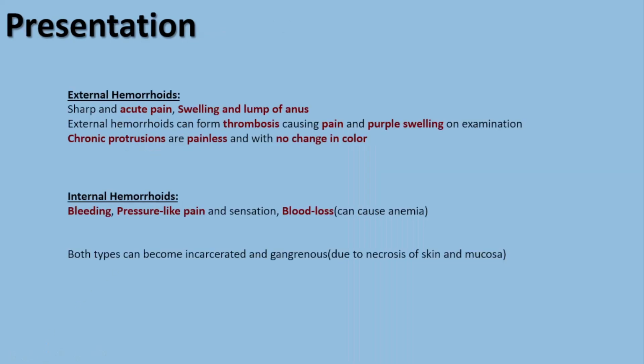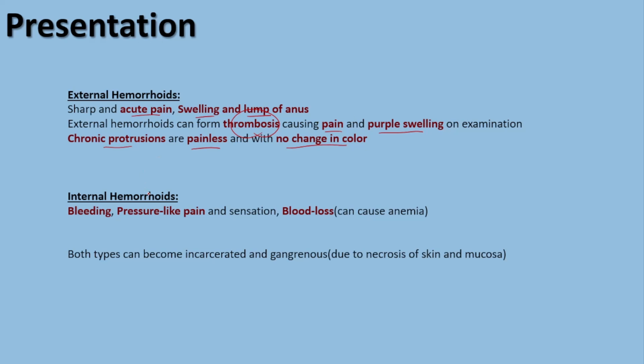So what are the presentations for hemorrhoids? We can have external hemorrhoid and internal hemorrhoid. So external hemorrhoid usually presents with sharp and acute pain and swelling and a lump at the anal area. If the external hemorrhoid has thrombosed, it can cause pain, and on the examination you can see purple swelling on the anal region, and also we can have chronic protrusion of hemorrhoid causing a painless lump, and there will be no change in the color of the lump in the anal region.